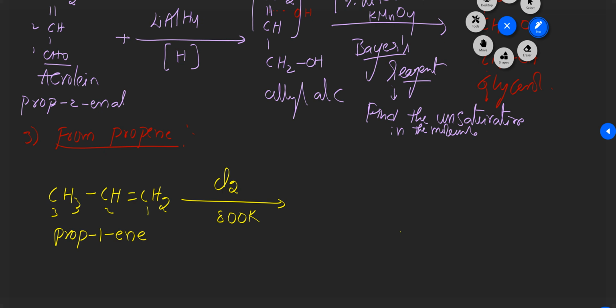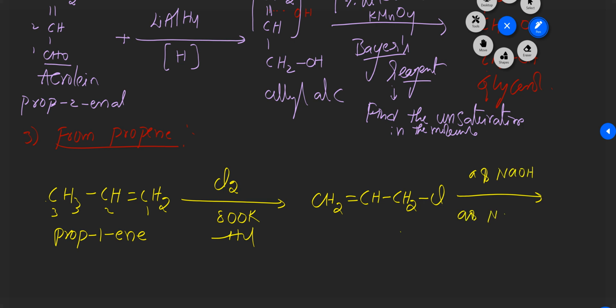What happens here? Elimination takes place, and HCl goes out, minus HCl. One H goes out, and the remaining Cl attacks the carbon place. CH2 double bond CH and CH2Cl. After the formation of this, I'm going to add aqueous NaOH or aqueous sodium carbonate, Na2CO3.